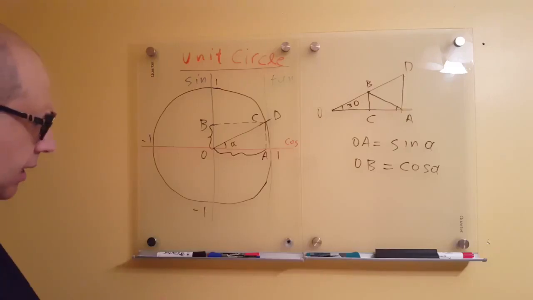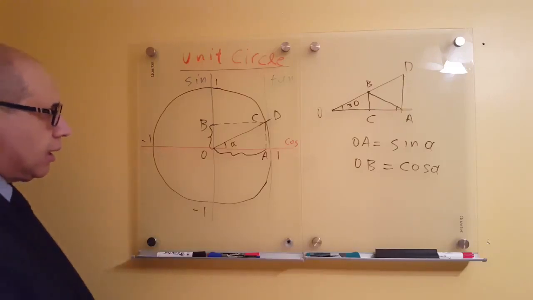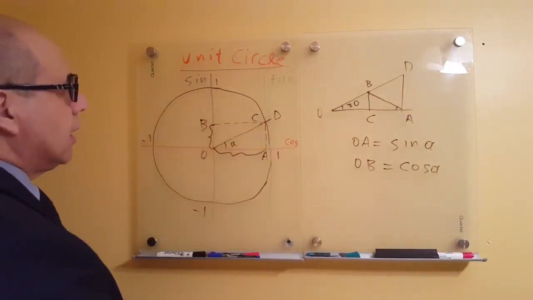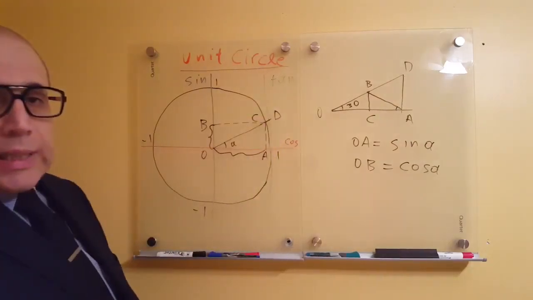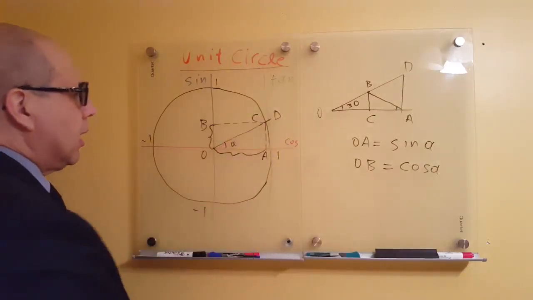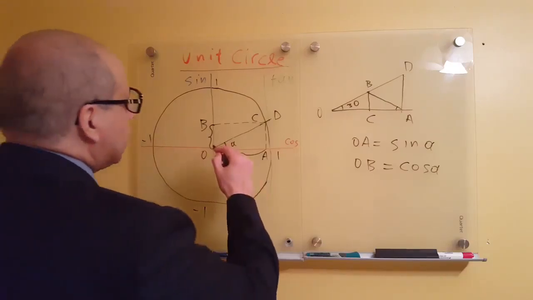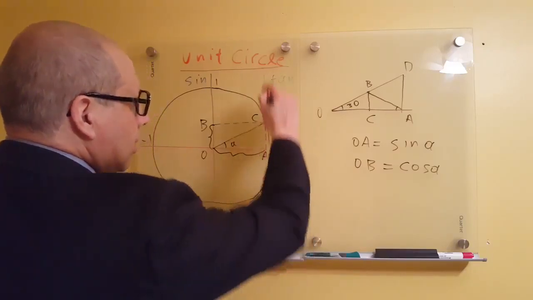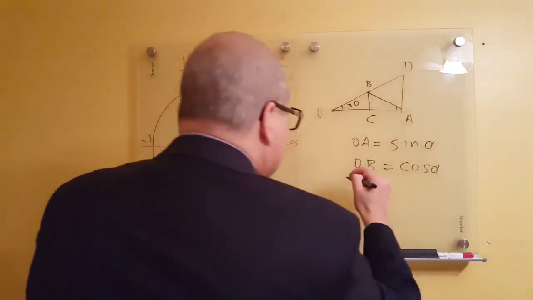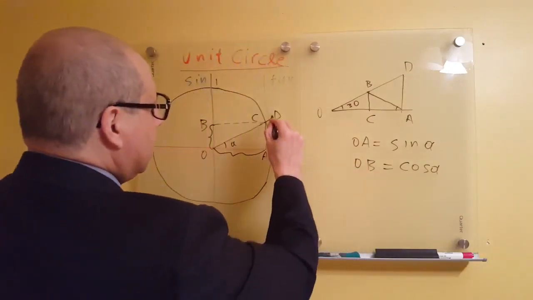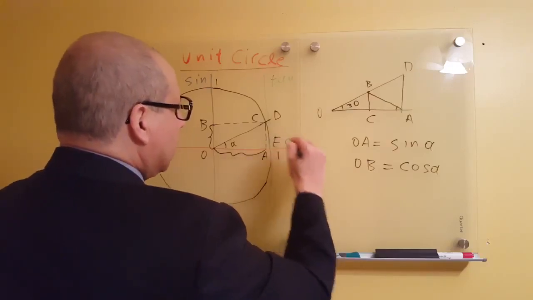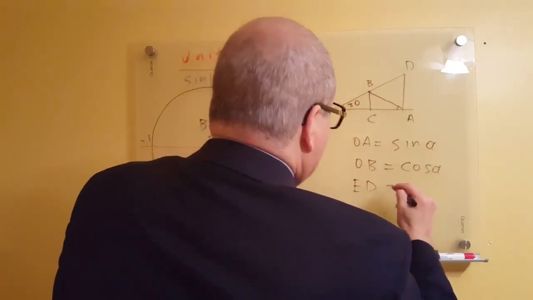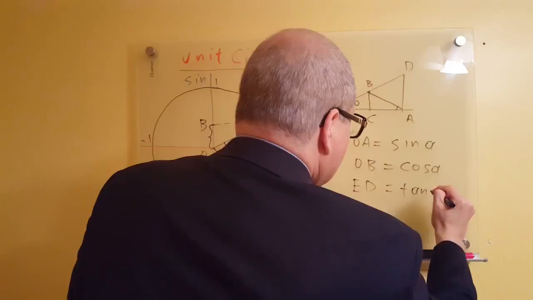Let's add one more line, this green line here, which is of course parallel to the sine line, and this is the line where you measure the tangent of this angle A. You extend the angle's line after the point C, to the point D where it intersects the green line. Then ED is equal to the tangent of A.